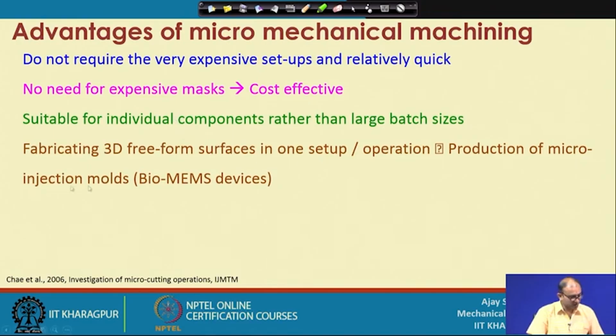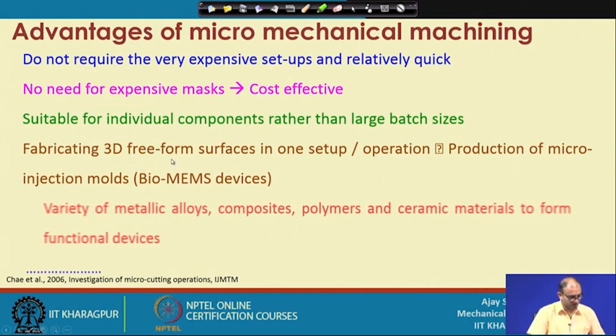So, production of the micro injection mold for biomedical implants or the devices, you can actually create a 3D mold, and then this injection molding or some type of other casting, micro castings are very easy if you are getting a mold at the 3D surfaces. So, that is the very big advantage of this particular micro machining part.